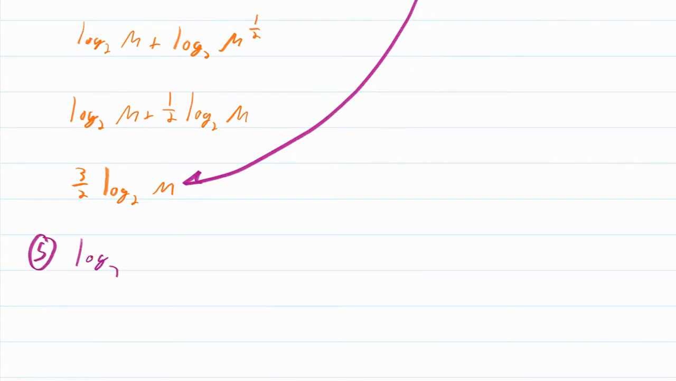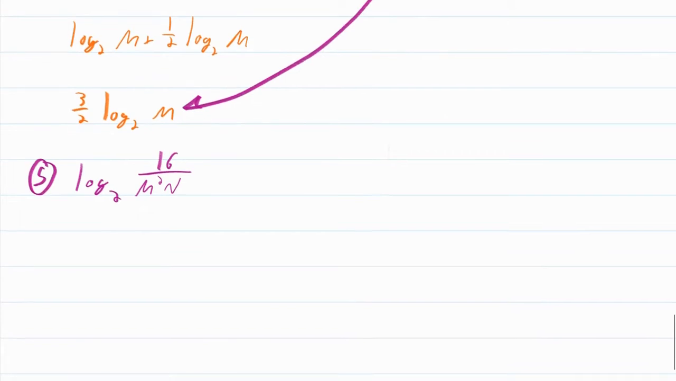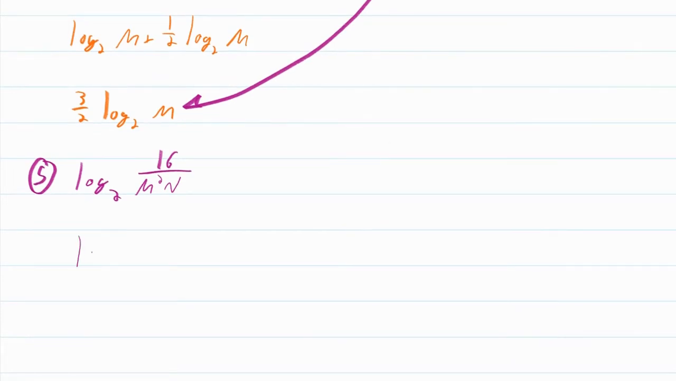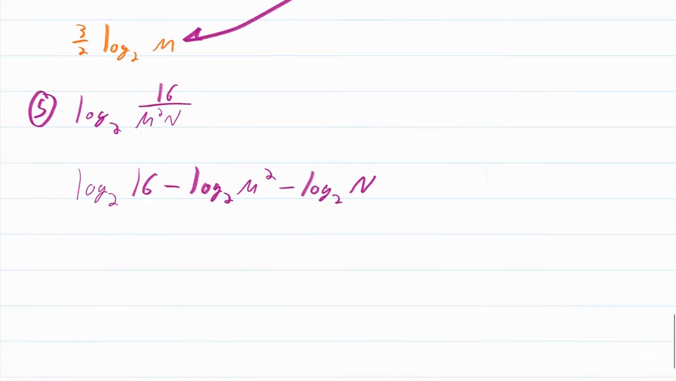The log base 2 of 16 over m squared n. So what I can do is break this apart and make this the log base 2 of 16 minus the log base 2 of m squared. Note that this n is also in the denominator, so this would also be a minus log base 2 of n. That way, the minuses are acting like division of what the argument's doing.